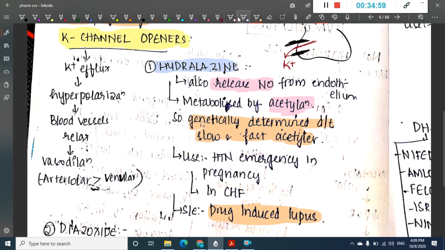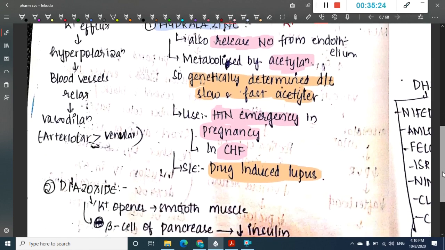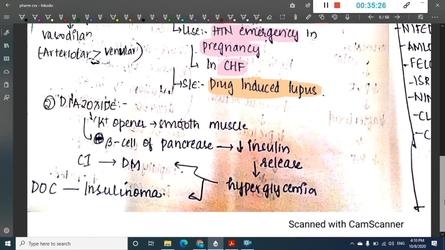So hydralazine can be used in hypertensive emergency in pregnancy, and it is also used in congestive heart failure. So hydralazine, if you see, releases nitric oxide, is metabolized by acetylation, has genetically determined slow and fast acetylators, and because of acetylation there is the side effect of drug induced lupus. The uses are hypertensive emergency in pregnancy and congestive heart failure.